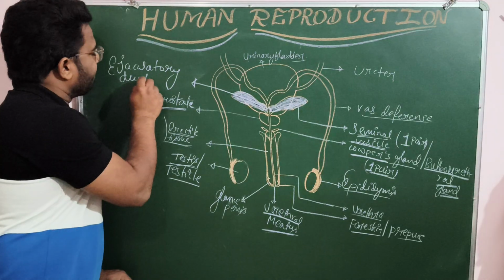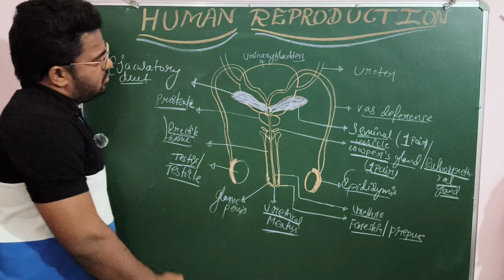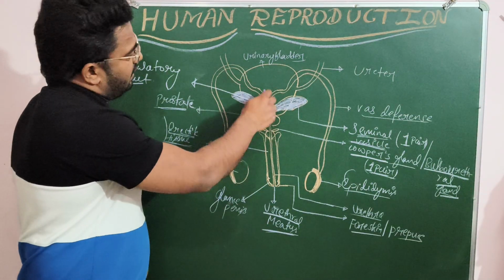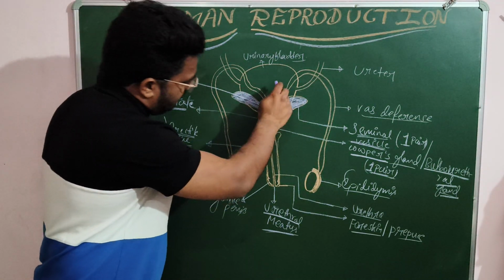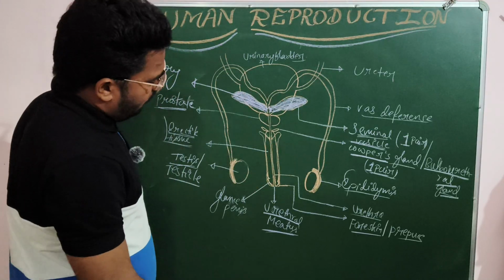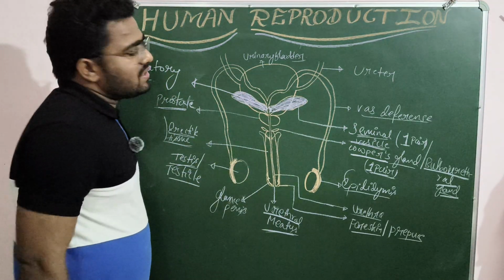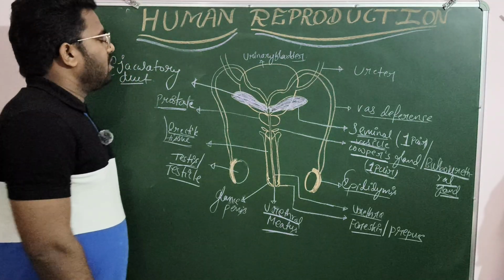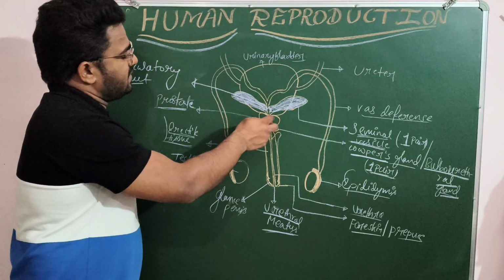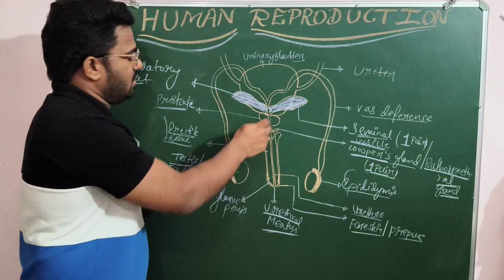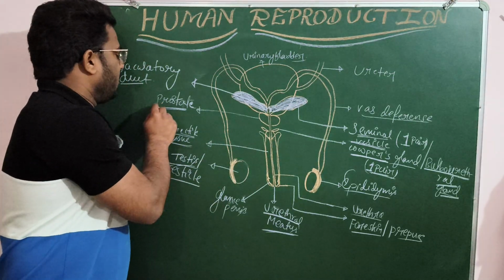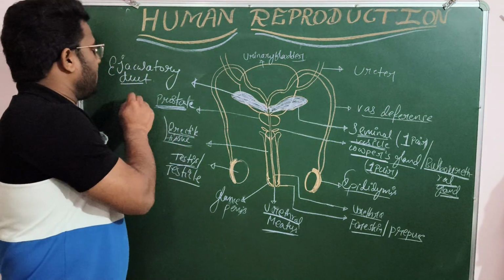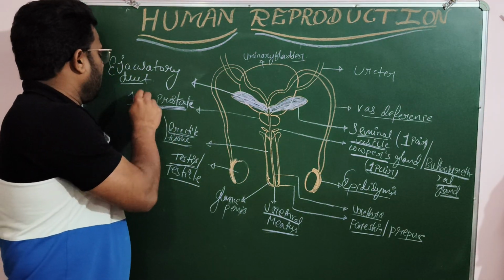Now the next portion we are seeing is the passage after the ejaculatory duct, that is the urethra. Urethra is the common passage for both urine and semen. Now let's talk about the next gland that is present at the base of this urethra. Here we have the prostate gland. Which gland? Prostate gland. It is only single in number.